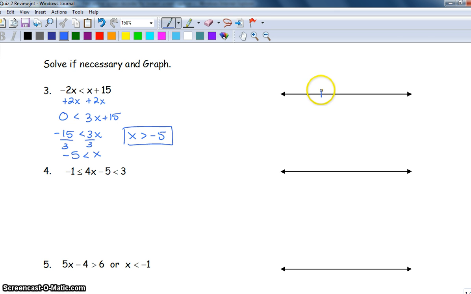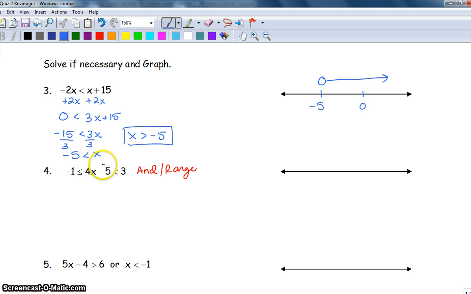We've got one inequality. Negative 5 is to the left of 0 because it's smaller. Since we have a greater than symbol, it's an open circle, and we're going to follow the arrow. It's pointing to the right, so we're going to draw our arrow to the right. Number 4, now we've got a compound inequality, and this is actually an and. Remember that's a special and, it's called a range.